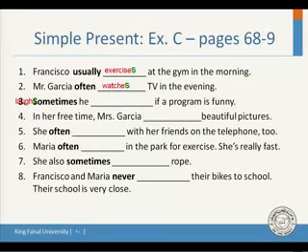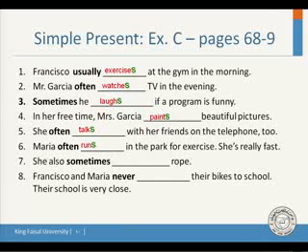Sometimes he laughs if a program is funny. Sometimes, not always. He doesn't always laugh. In her free time, Mrs. Garcia paints beautiful pictures. And she often talks with her friends on the telephone too. Often.